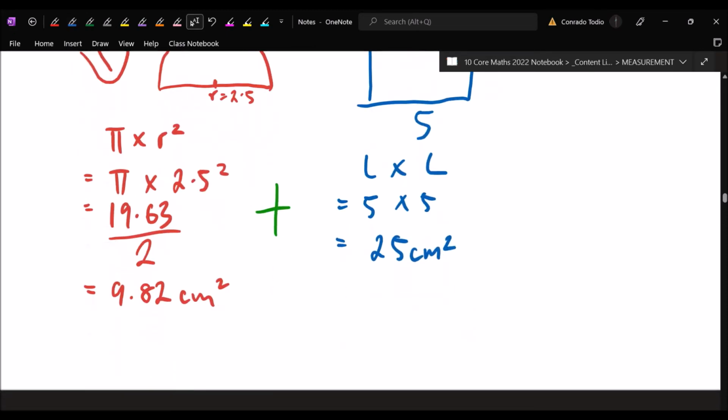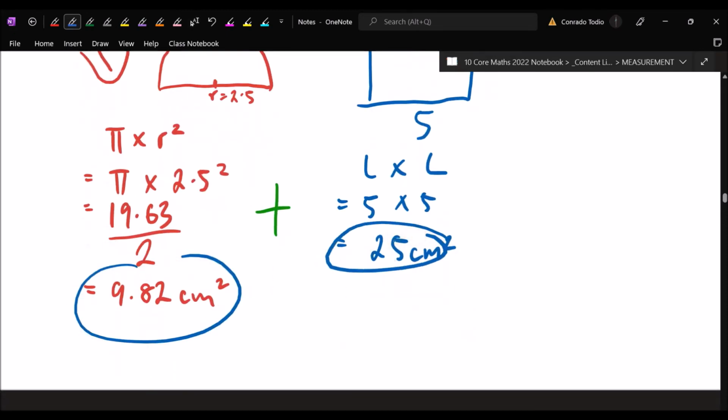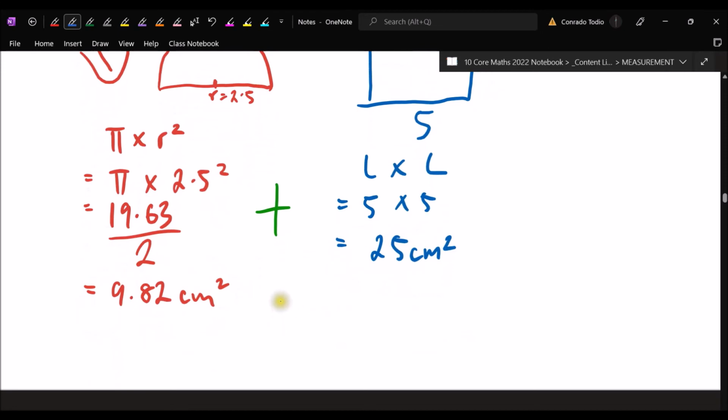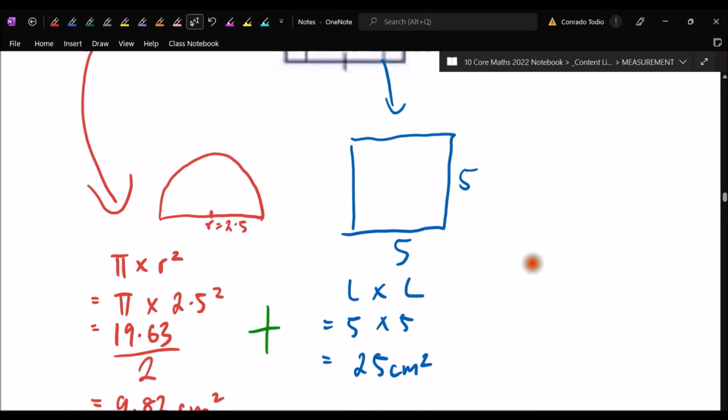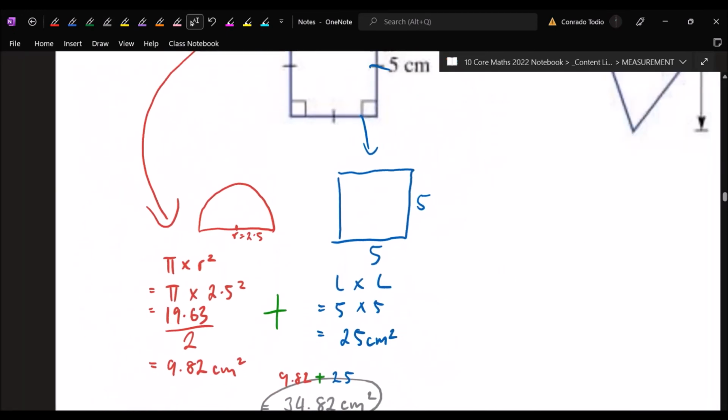So if we put these together, adding them up, that's going to be 9.82 plus, I like colors, yeah, 25. And that will equal, all up, 34.82 centimeters squared. So that's the total answer there. 34.82. Really easy, yeah?